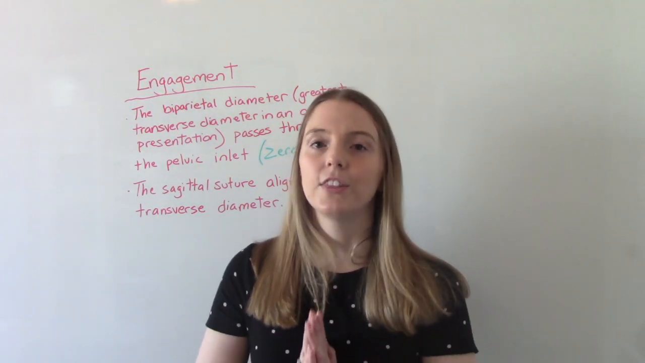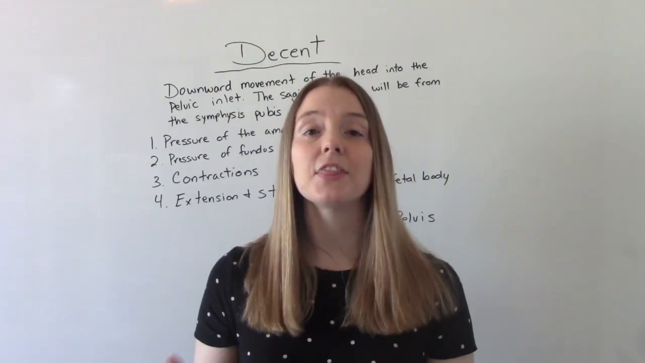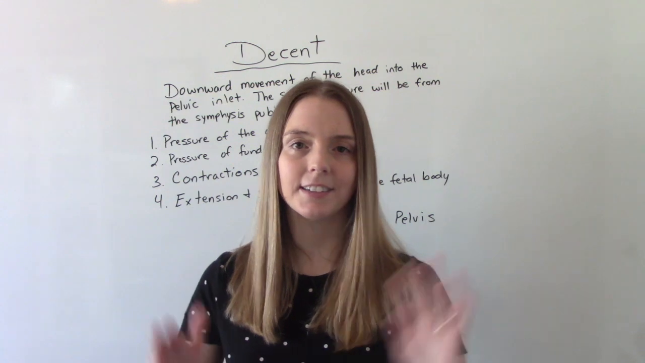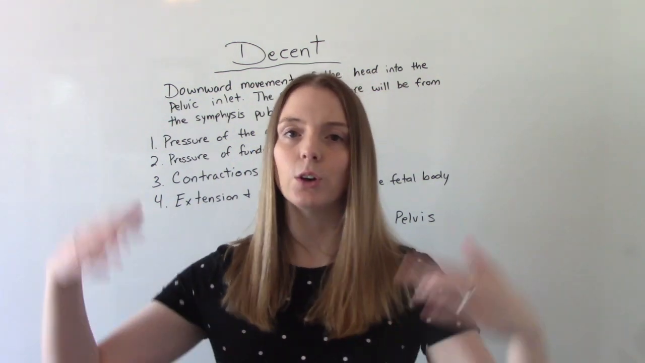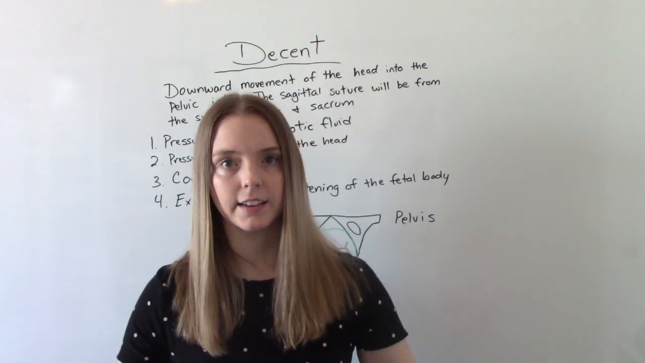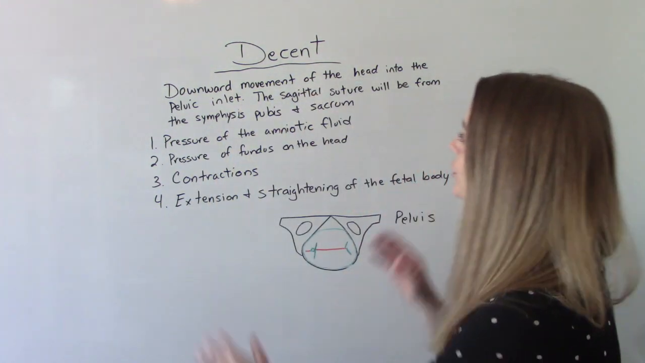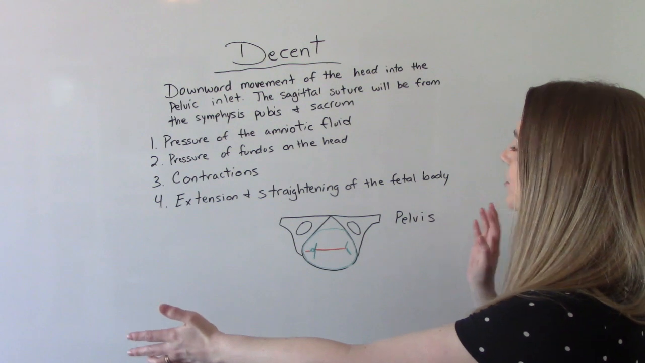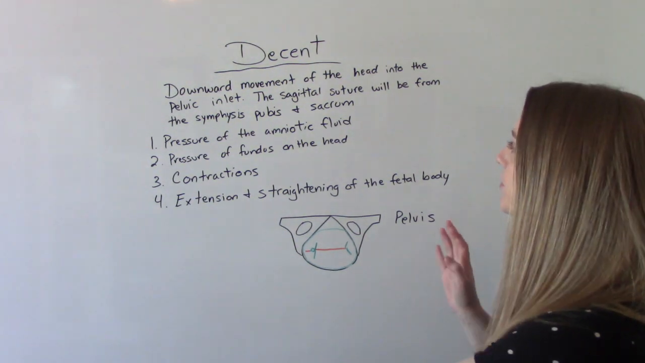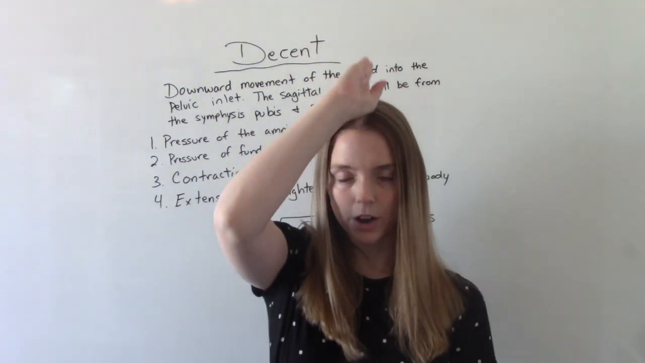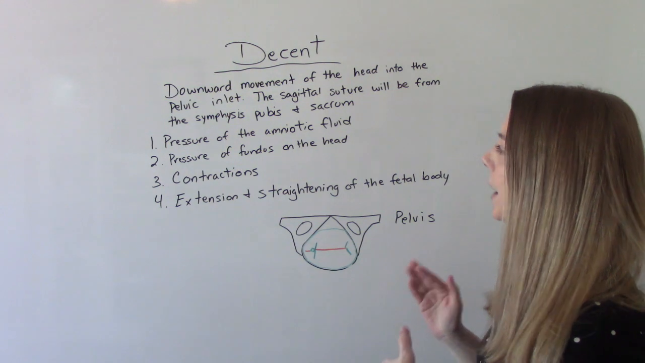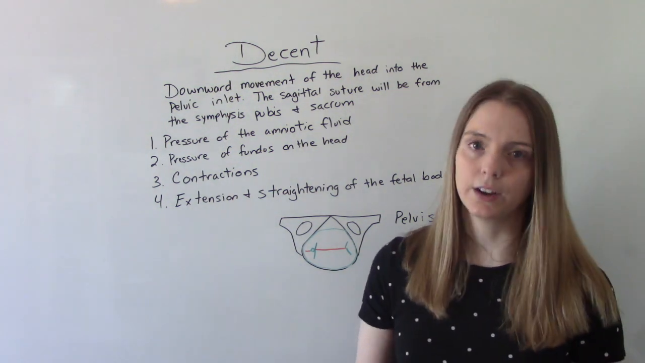Now let's talk about the next one, descent. The second movement is descent, and that one's pretty easy to remember because it's exactly what it sounds like. The head, or whatever the presenting part is, is moving downward into the pelvic inlet. The sagittal suture, remember we talked about that one, the one in the middle, will be from mom's symphysis pubis to her sacrum.